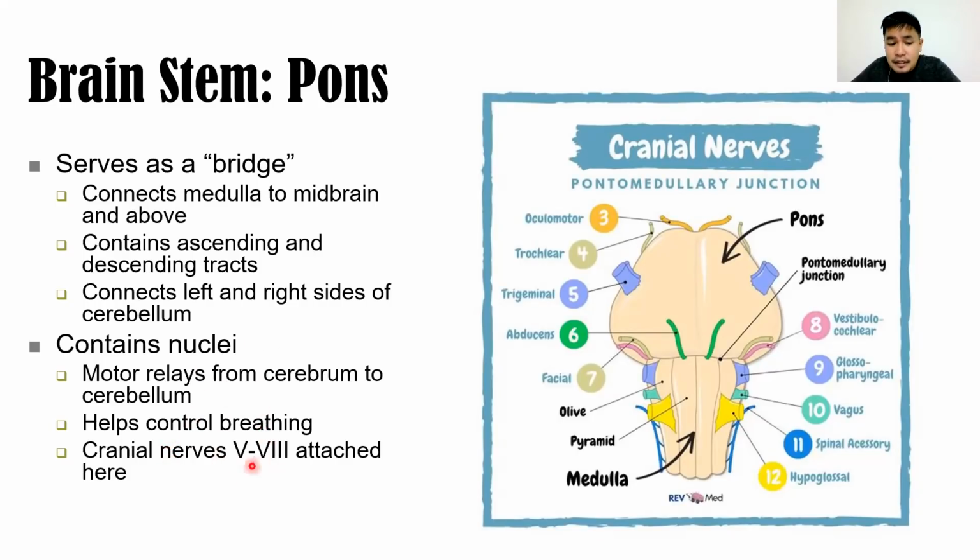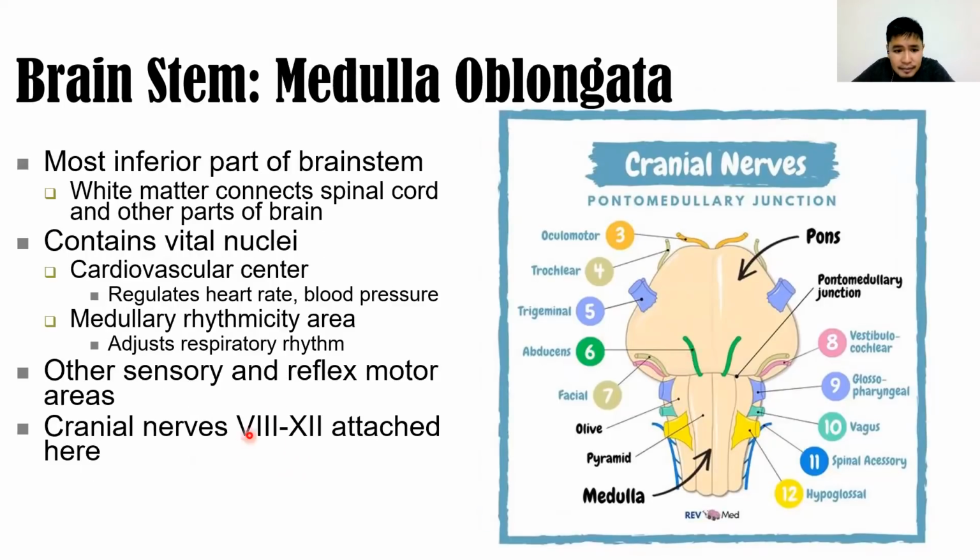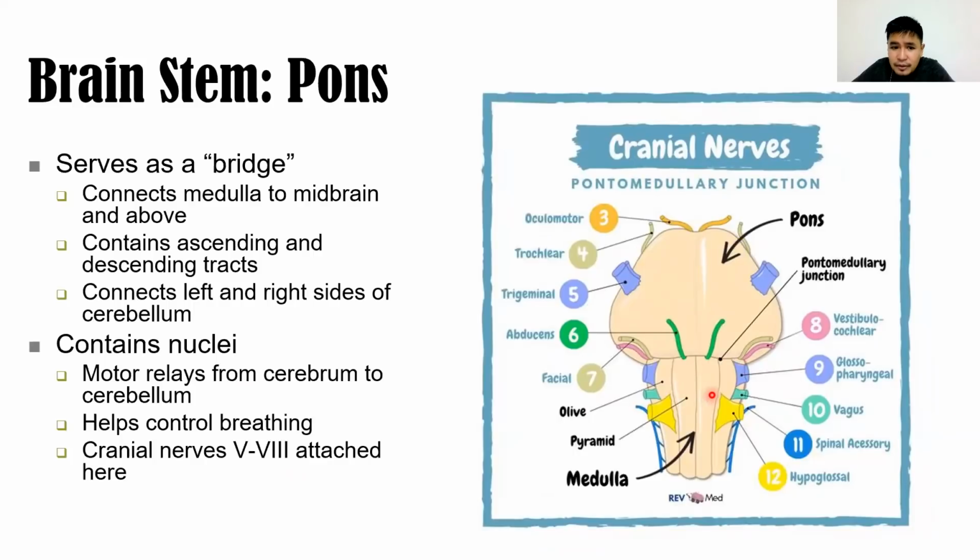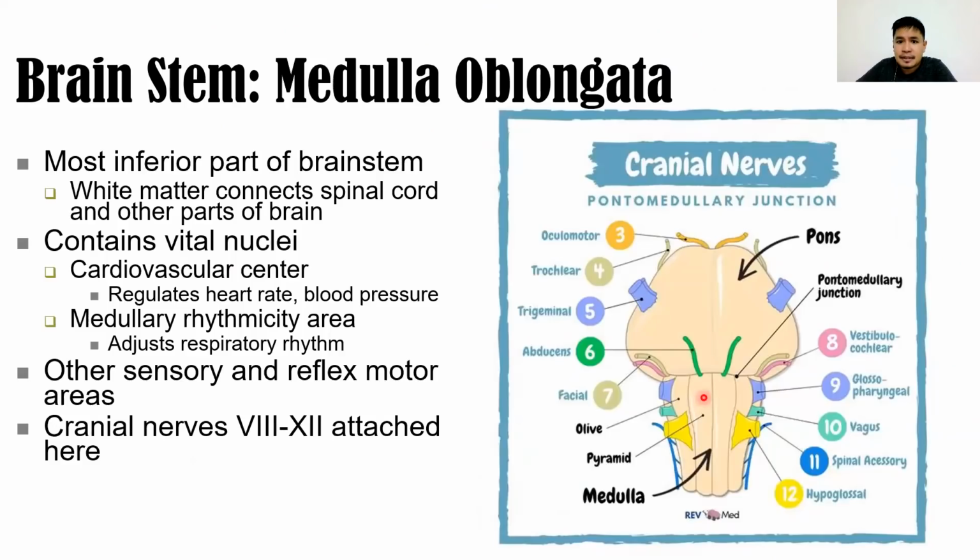So cranial nerves 5, 6, 7, and 8 are attached here. 5, 6, 7, and 8. Particularly here, there is also an 8. Particularly in the pons, it's more of the vestibulocochlear nerve, and it's more of the vestibular part. In the medulla, there is also an 8, right?